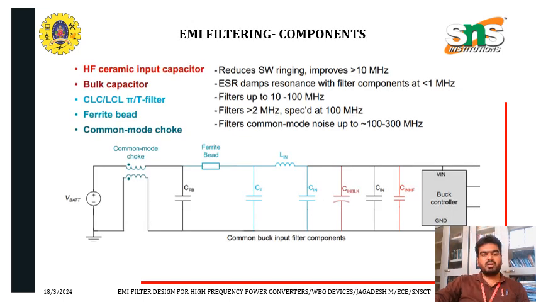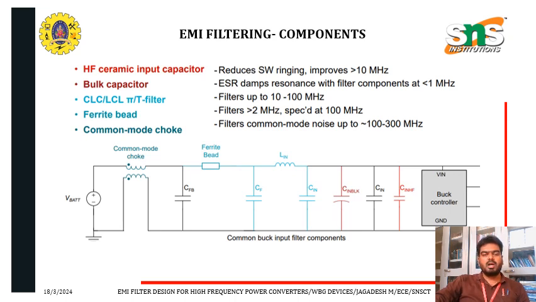Now the components. The EMI filter has the following components. The first and primary one is the high frequency ceramic input capacitor. It reduces the switching ringing and improves performance above 10 megahertz. Bulk capacitors: the ESR damps resonance with filter components below 1 megahertz.